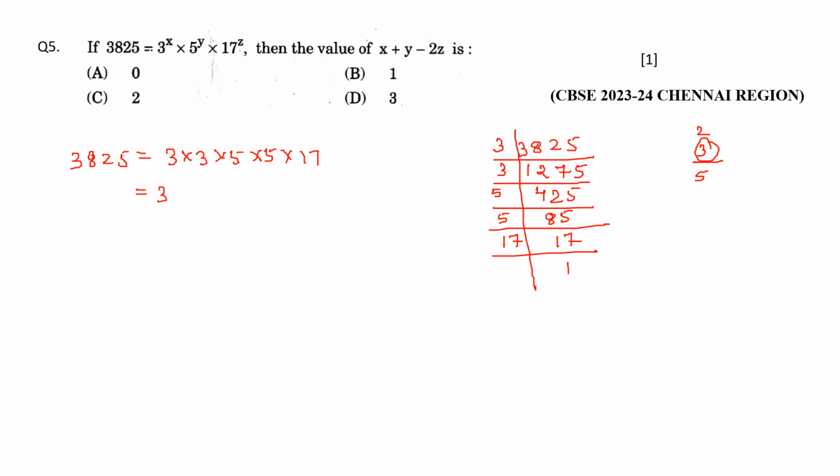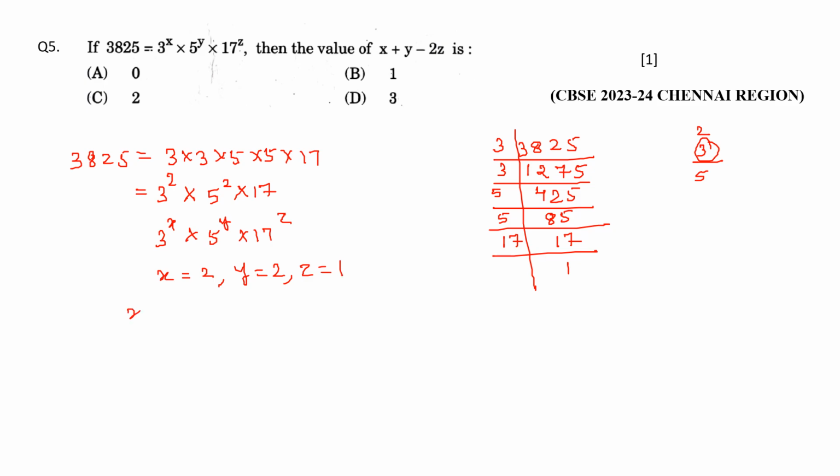And 3 has come 2 times. So 3 square, 5 also came 2 times. 5 square into 17. Now if you compare this factorization with the factorization given in the question, you are going to get the value of x, y and z. x is 2, y is also 2, and z is 1.